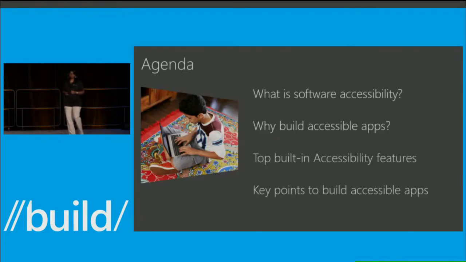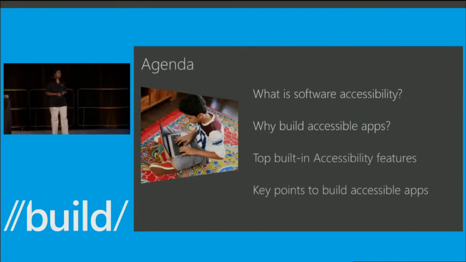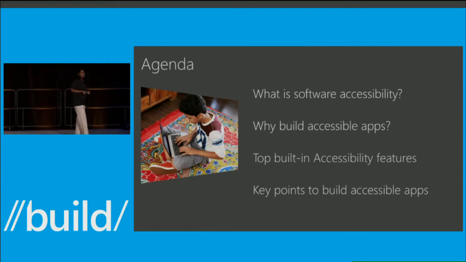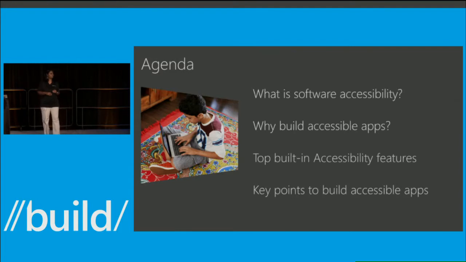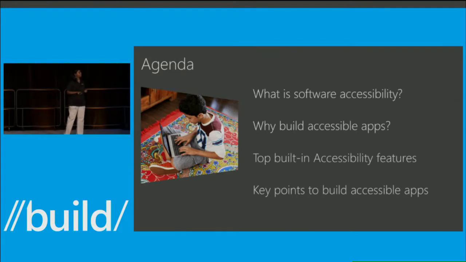So let's get going. We'll take a look at what software accessibility is. Then why does it matter building accessible apps? Why bother? We'll then take a look at some of the key built-in accessibility features in Windows 8.1. And finally, but most importantly, the key things to keep in mind when building an accessible app. So let's dive right in.